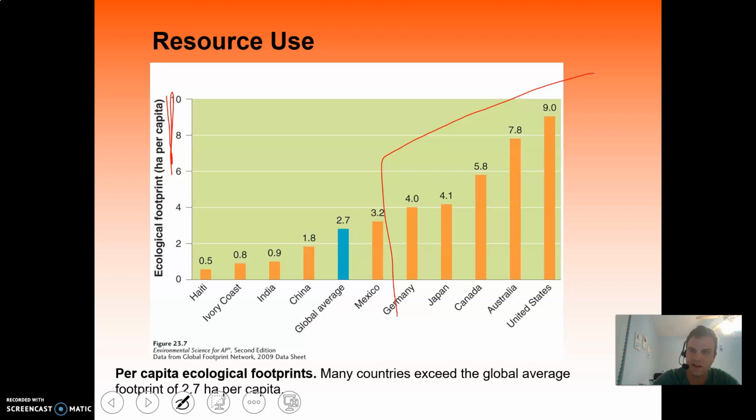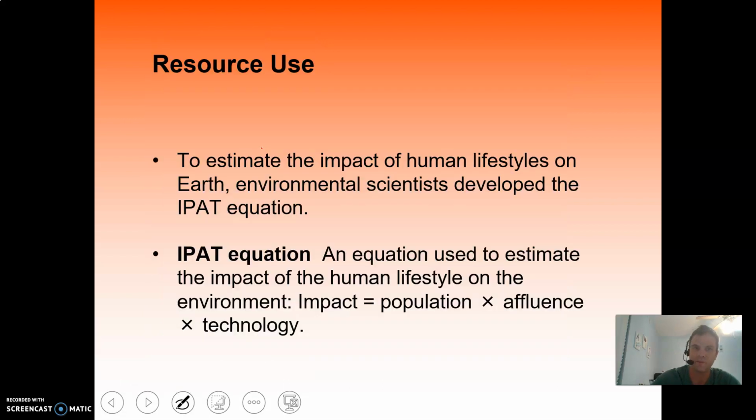So per person, we use by far the most resources. The United States is number one. And this is the ecological footprint, hectare per capita, so the amount of area it takes to support one person. The United States is way higher than those two other countries. Now, the thing is that when you combine them, China and India are very high on their total resource use, even though per person it's less, because they have so many people.